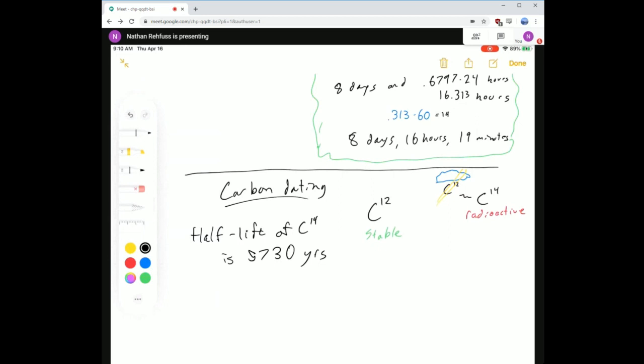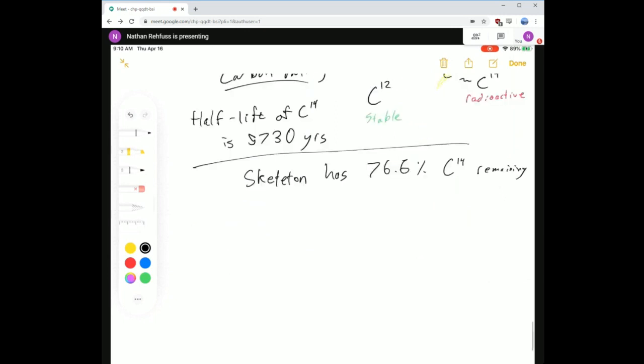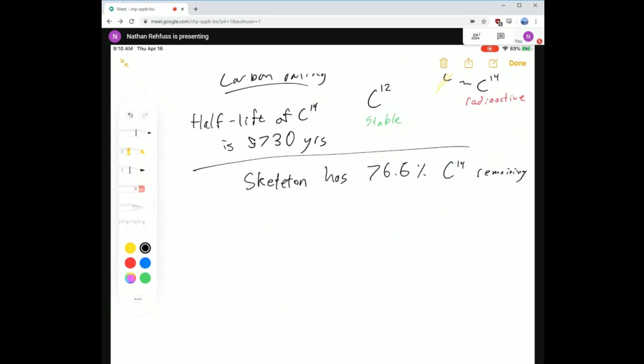So let's say that I dig up an ancient Roman dude, and the ancient Roman dude has turned into a skeleton. And that skeleton has 76.6% carbon-14 remaining. As in, I scrape off a sample and I see that the ratio of 14 to 12 is 76.6% of what it should be for an alive dude. Then the question is, how old is the skeleton?